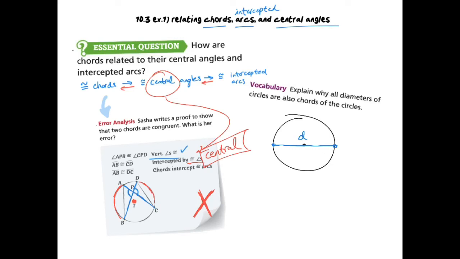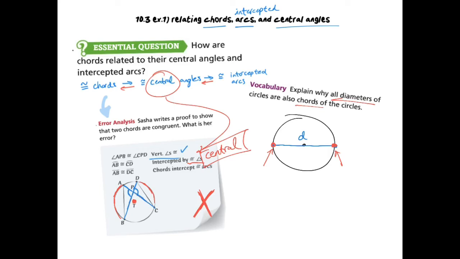So we'd have to go back to our definition of chord, and our definition of chord was a line segment with two endpoints on the circle. And a diameter has, guess what? Two endpoints on the circle. So all diameters are also chords, because they have two endpoints on the circle. Alrighty, so all diameters are chords.